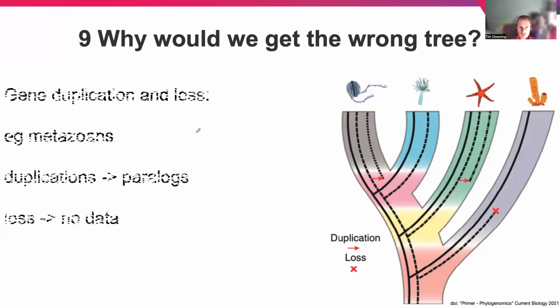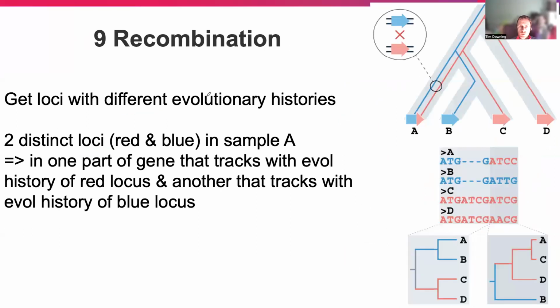And then we know that things like gene duplication and loss, such as in metazoans, can mean we have no data or more complex patterns to interpret. So here we have a gene loss, here we have a gene duplication, and here we have another duplication there as well. Recombination can also obscure the evolutionary histories.